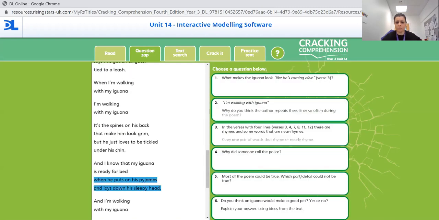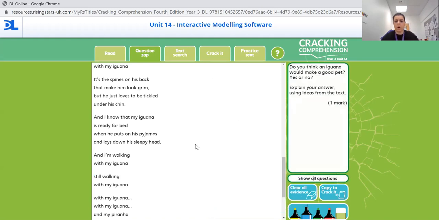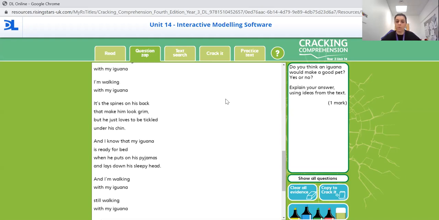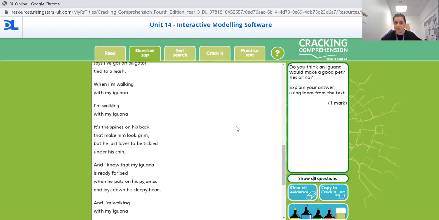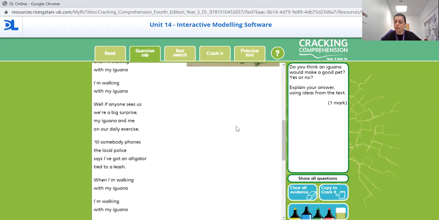And our last question, it says, do you think an iguana would make a good pet? Yes or no? Explain your answer using ideas from the text. Now, I said to you before, on your question, you can choose yes or you could choose no. It doesn't matter, as long as your explanation explains well why that's your answer, then you would get that answer right. So an example could be that if you said no, because people might think you've got an alligator and call the police, then that is perfect as an answer. Or you could say yes, as long as your explanation is clear.